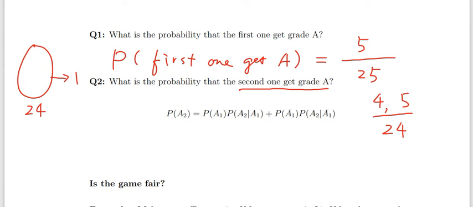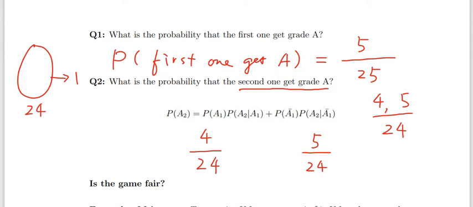So for this probability, the second one gets a grade A, we should consider two cases: the first one gets a grade A, or the first one does not get A. Okay, so such a probability is equal to: if the first one gets A, the second one gets A is this. If the first one does not get A, the second one gets A is this.